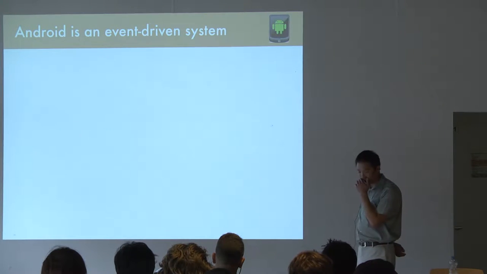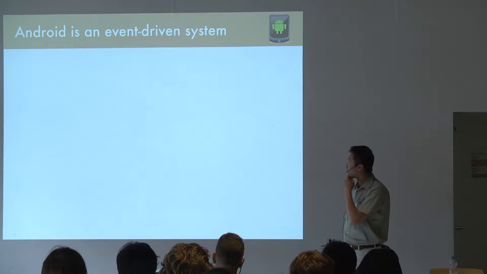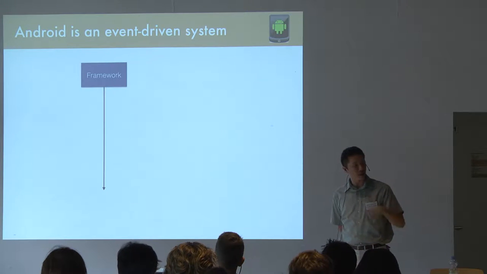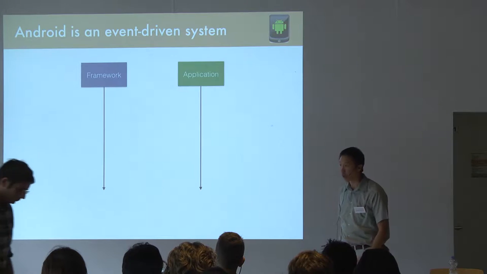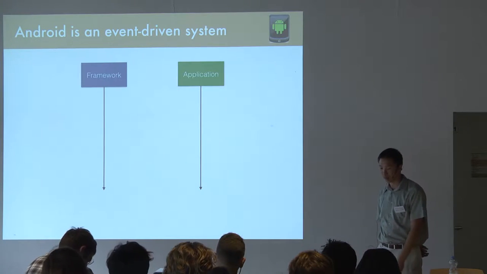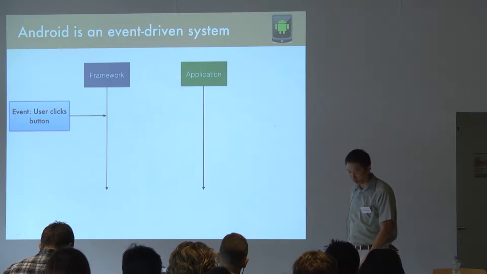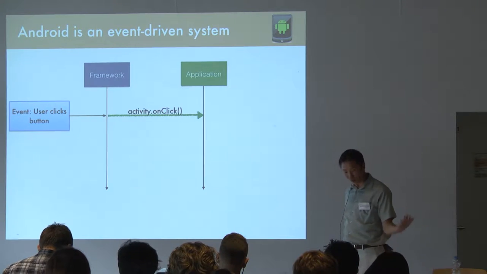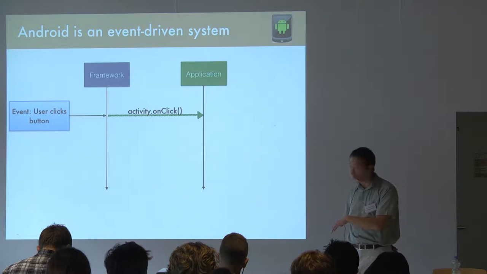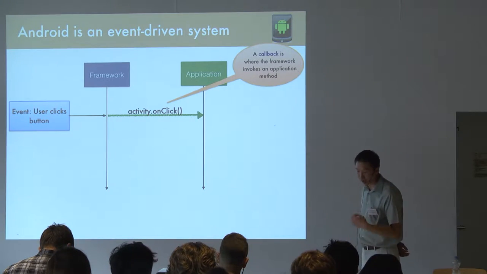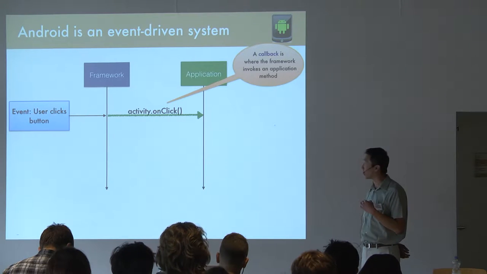So let's look at what is really going on in an Android system in more depth, right? I view it as a dialogue between the framework and the application, where when some event happens, like the user clicks a button, the framework invokes a callback on the application, like the on-click callback, right? So a callback is where the framework invokes an application method.